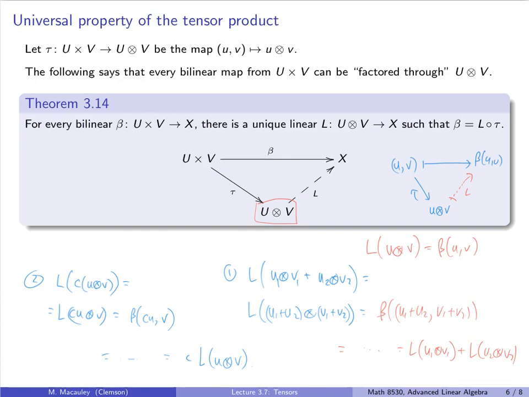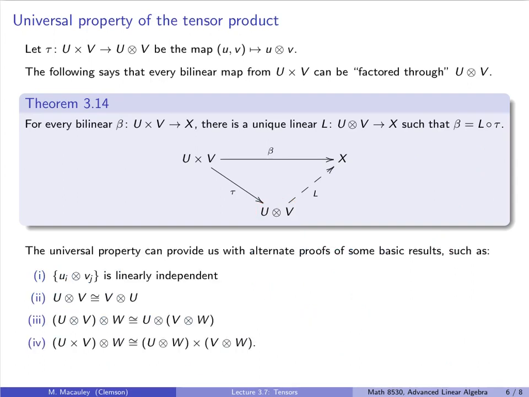And to show uniqueness, I put uniqueness here because typically universal properties are phrased in terms of uniqueness because they are unique, but really this definition is forced. Uniqueness almost comes for free. If you define what this is on a basis, then it will extend linearly and you're home free.